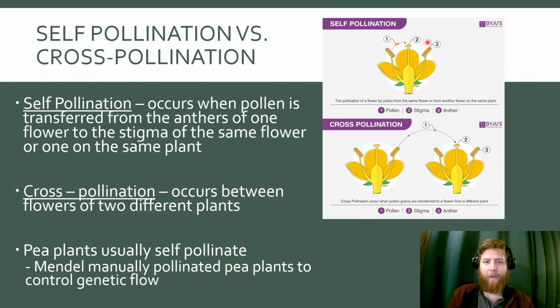So normally pea plants are self-pollinators, but Mendel would use brushes, and he would manually pollinate the pea plants. He'd cut all the flowers off except for a couple so that he could control the pollen. And he would take the pollen from one and cross-pollinate it to another one. So kind of a cool experiment.